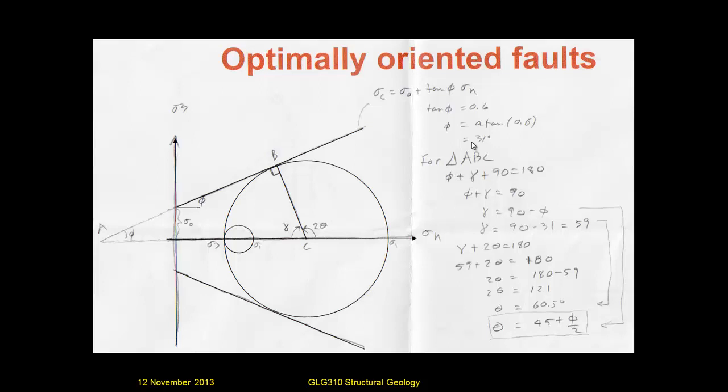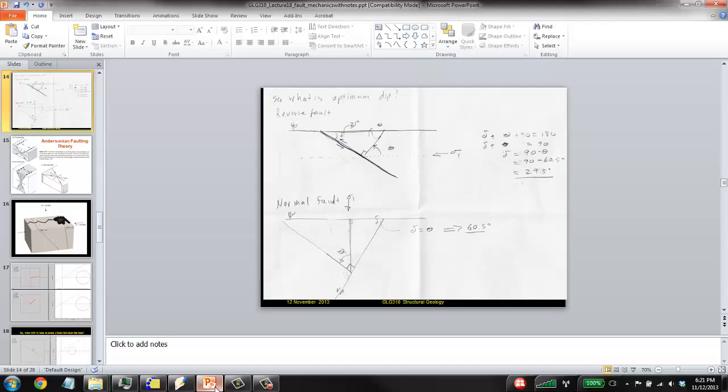So then you go through that triangular relationship. So we can say that, well, gamma would be 59 degrees. And then if we solve for theta, then it would be 60.5. So basic arithmetic, just rearranging these equations. And then if you look at that triangle and this relationship with gamma, you can prove that theta then is equal to 45 plus phi over 2. What's the optimum dip?